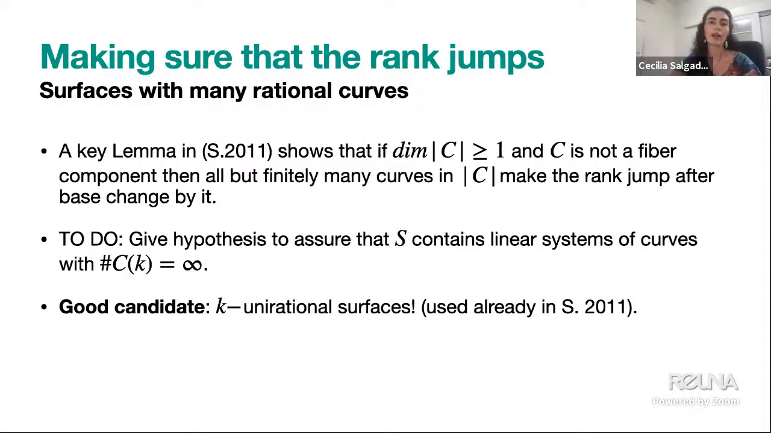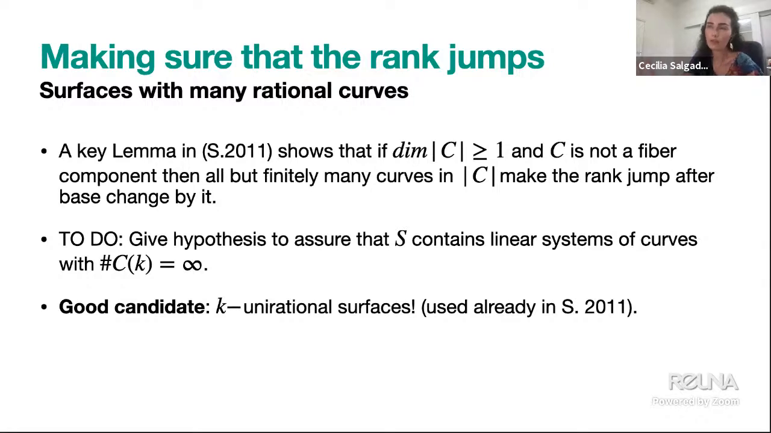shows that if my curve C is actually deforming, so if it lies in a linear system of positive dimension, and of course I'm not taking fibers, I'm not taking something which is not helping me to do base change, then all but finitely many curves in the linear system would be good, so would give sections that make the rank jump after base change. So what we have to do is give hypotheses to make sure that the surface S contains such a linear system, and then we would get that the rank jumps inside of an infinite set.